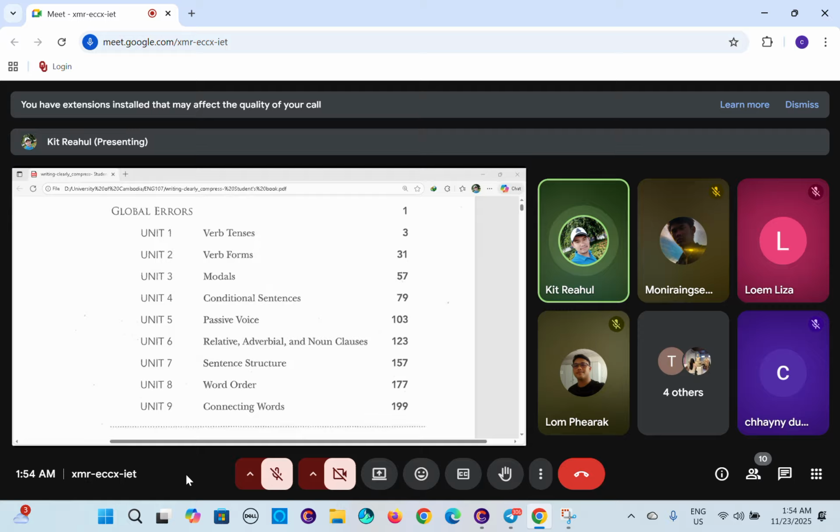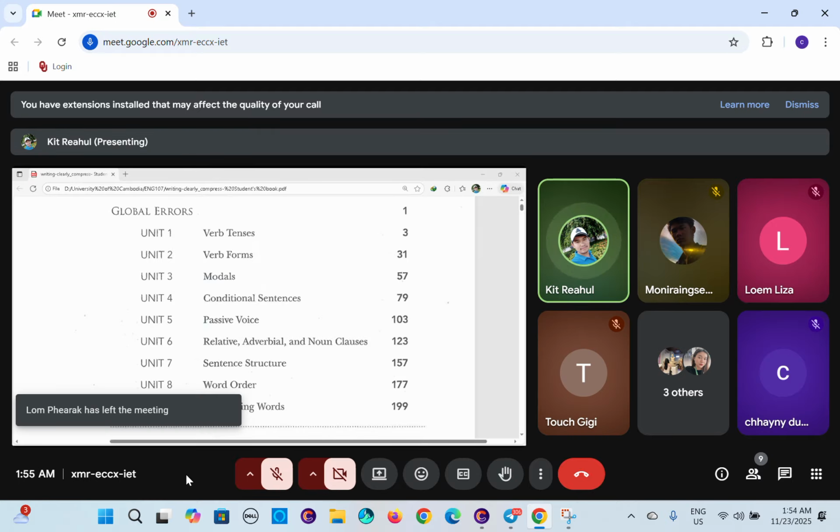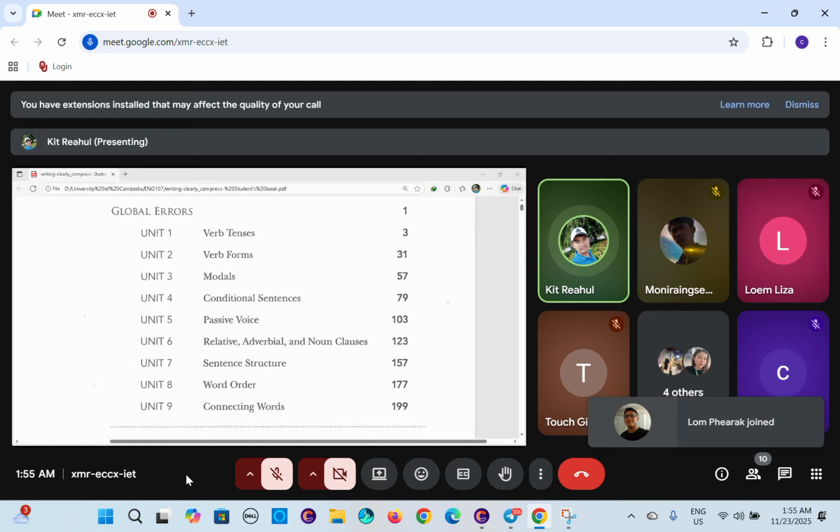And there are different types of modals that you need to use according to their meaning, because different modals have different meanings. According to the meanings that you want to create, that you want to add to the main verb, you have to choose the modal accordingly.